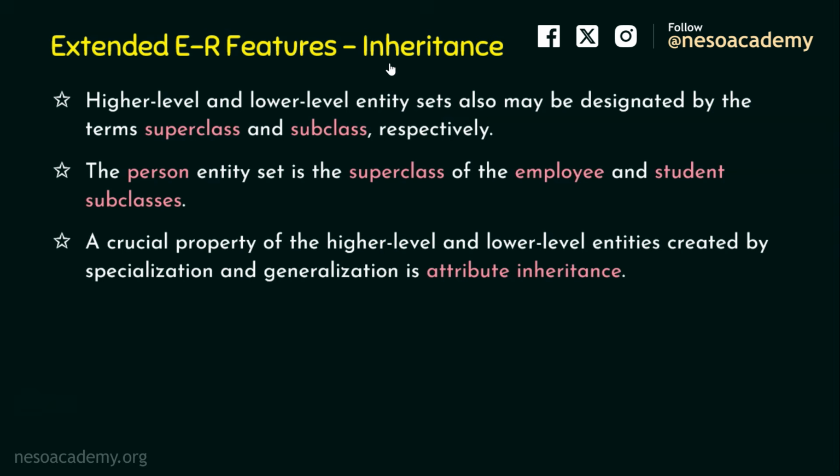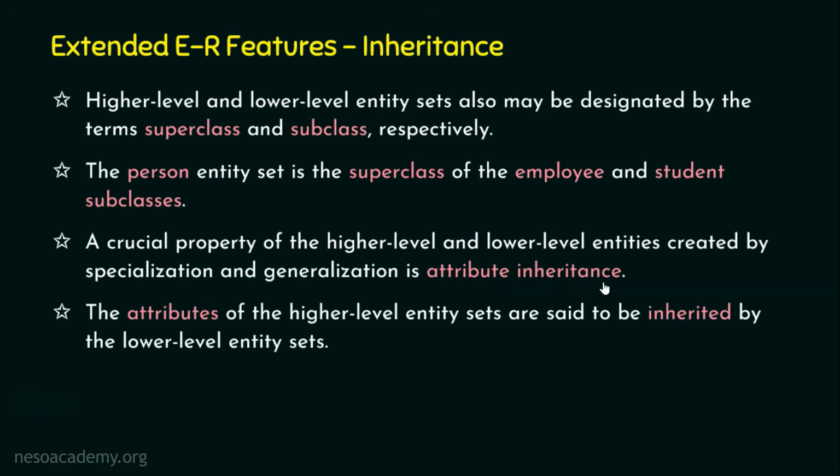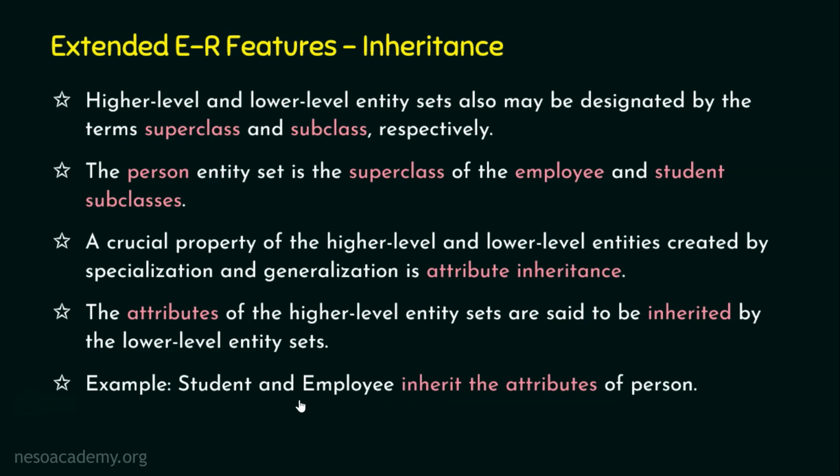Basically, inheritance is a feature of object-oriented programming, and we refer to it differently as attribute inheritance in extended ER features. So, the attributes of higher level entities are said to be inherited by the lower level entities. In general, the properties of a superclass will be inherited by the subclasses. Likewise, the attributes of the higher level entities are inherited by the lower level entities. For example, the employee and student subclasses inherit the features or properties of the person entity set. So, student and employee inherit the attributes of person.